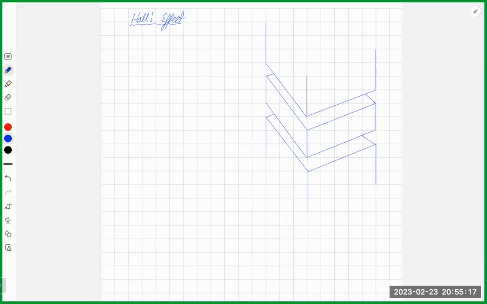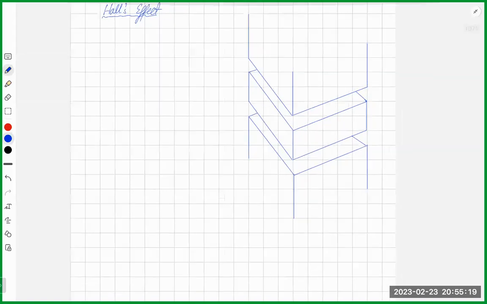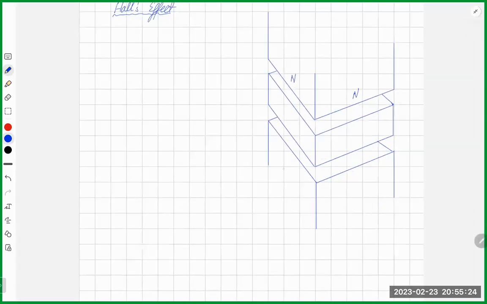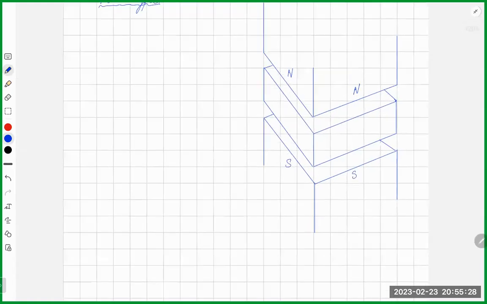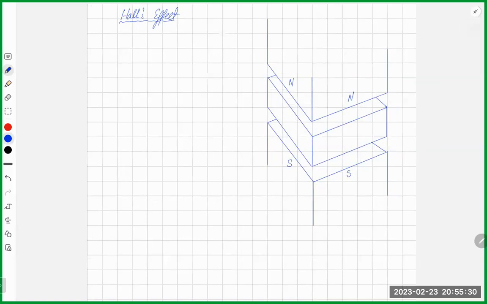The thing that I'm trying to show over here is that there is a north pole of a magnet on the top, there is a south pole of a magnet at the bottom, and there is a piece of metal in between.